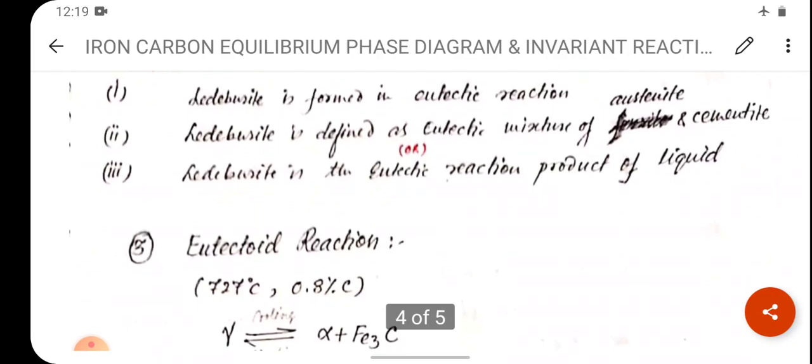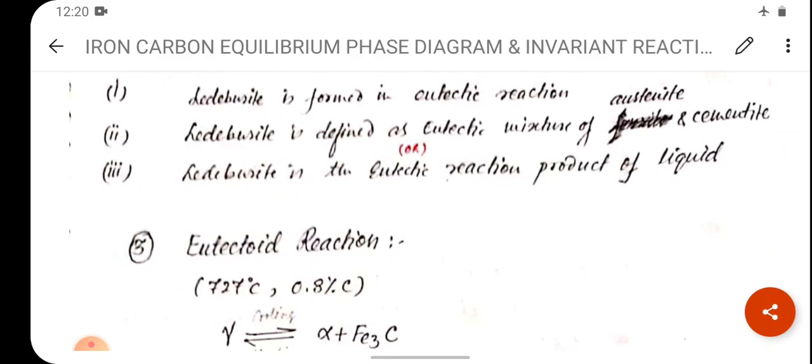There are reactions, I will explain before that. Third, ledeburite is formed in the eutectic reaction. Where will we find ledeburite? In the eutectic reaction, that is the second reaction. And ledeburite is defined as the eutectic mixture of austenite plus cementite. What was it? Austenite plus cementite, gamma plus Fe3C, nothing but austenite plus cementite. Clear? And the third point is that ledeburite is the eutectic reaction product of liquid.